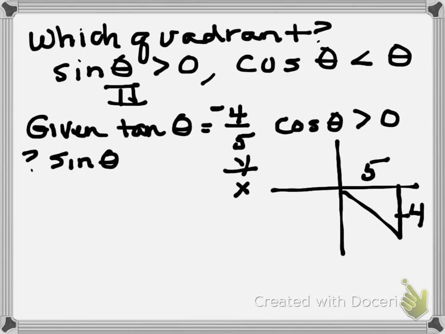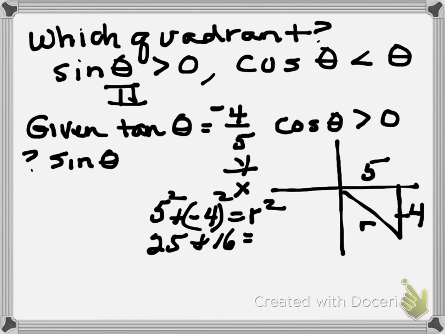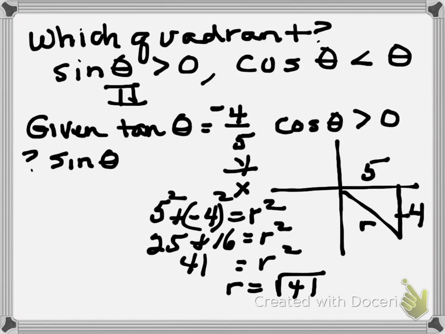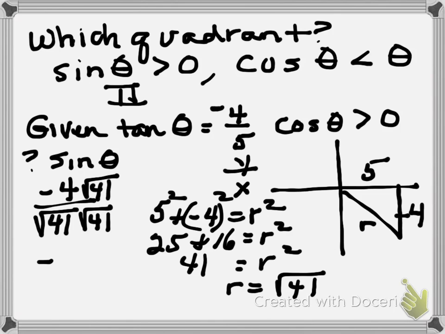So now we have the Pythagorean theorem. So we have to find r. So we have 5 squared plus negative 4 squared equals the radius squared. 25 plus 16 equals r squared. R squared equals 41. R equals the square root of 41. And sine is equal to y over r, but we need to rationalize. We always want to get rid of the radical in the denominator, so we have negative 4 square root of 41 over 41.